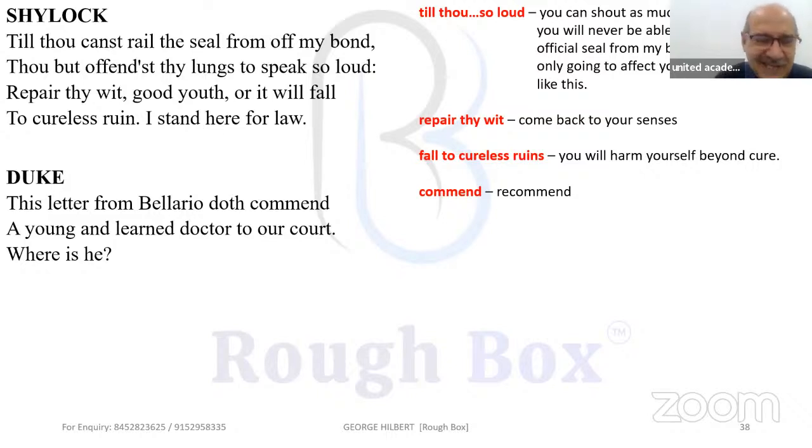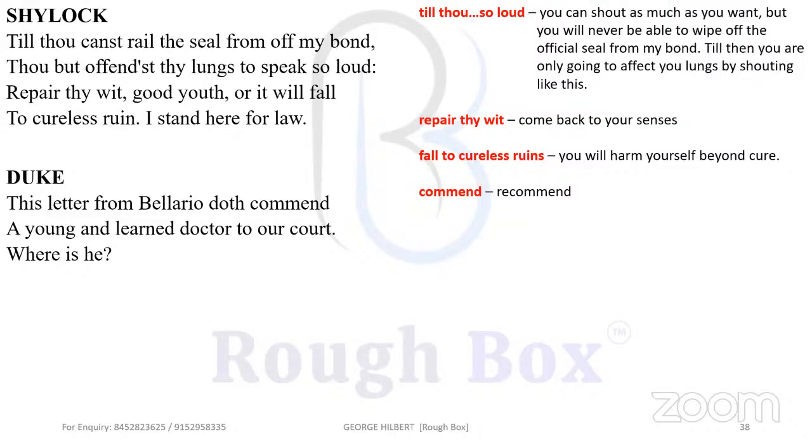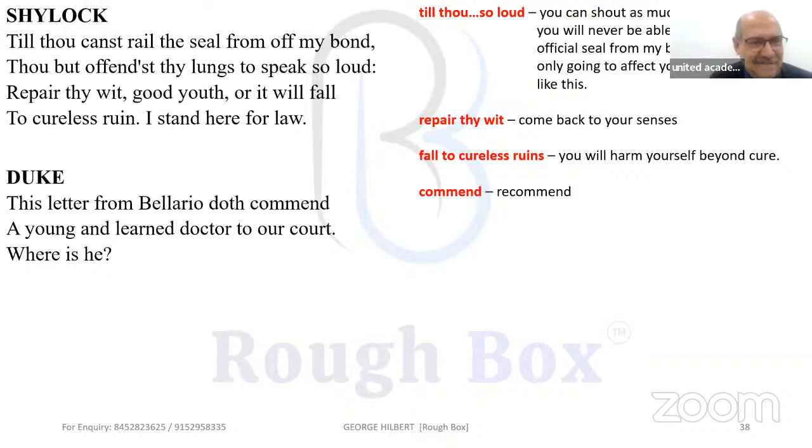Now, all this is happening in the court while the Duke is reading Bellario's letter. Can you believe it? Graciano is cursing and abusing, and nobody is telling him anything in the court. And all in the presence of the Duke. If it happened today, the judge would have sounded his mallet and shouted, order, order, order. Yes, sir. But over there, nothing happens.